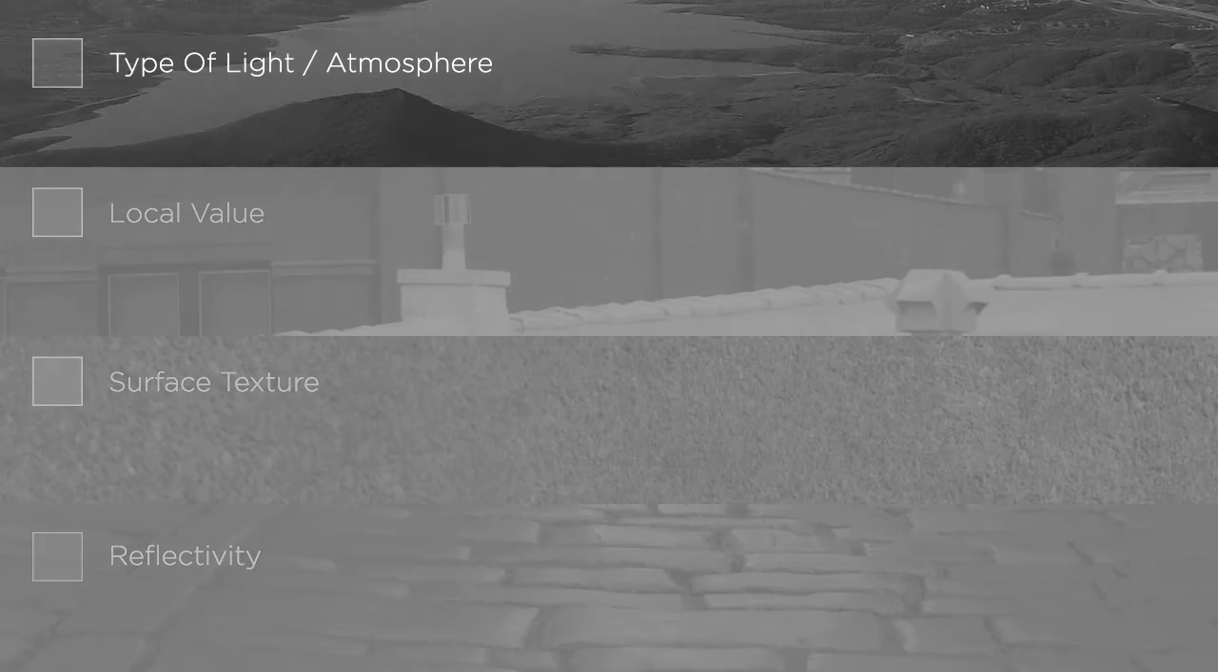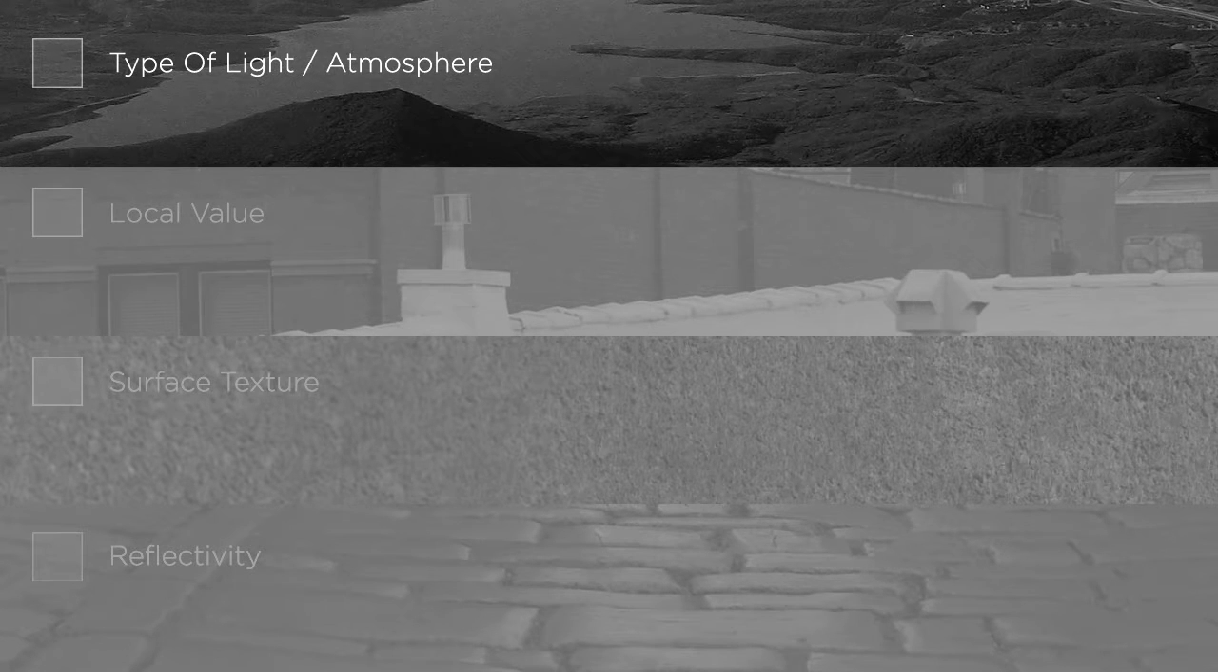So we've seen the differences it makes, but what is the checklist? First, I like to start with what is the type of light, whether it's strong directional light or more diffused overcast light. Then there's the question of what is the local value? After that, I like to wonder, well, what is the surface texture? Is it bumpy? Is it irregular? Is it machined?